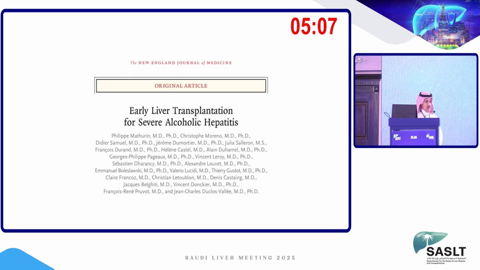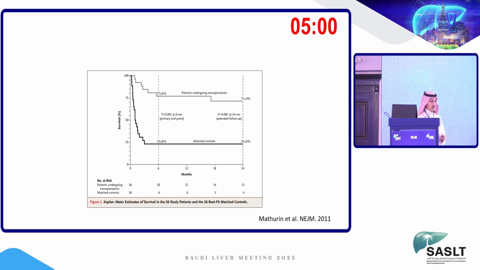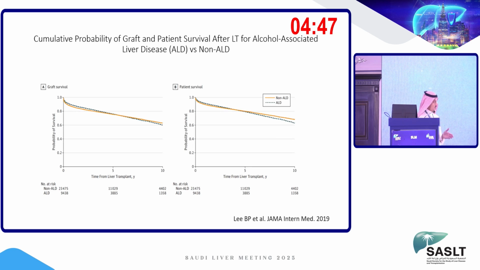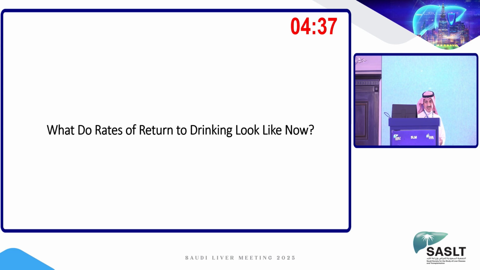So this paper in the New England Journal changed the practice for liver transplantation in alcoholic hepatitis and alcoholic liver disease, and they showed clearly that patients who underwent liver transplantation for early alcoholic hepatitis had much better outcomes compared to others. Once a patient with alcohol-related disease got transplanted, their outcome is really good. In this paper, when they looked at long-term survival, patients with alcohol-related liver disease had almost similar or even better graft and patient survival compared to other etiologies of liver disease.